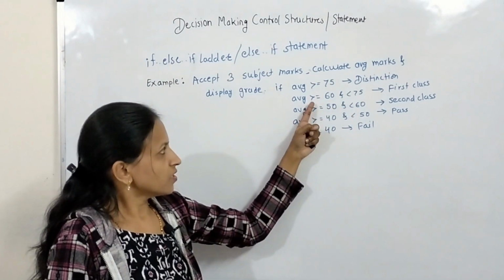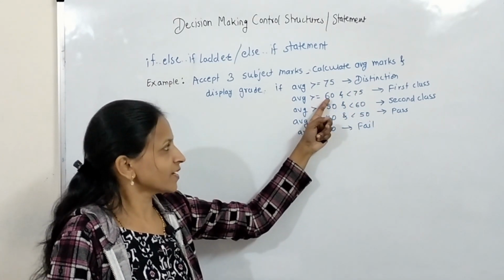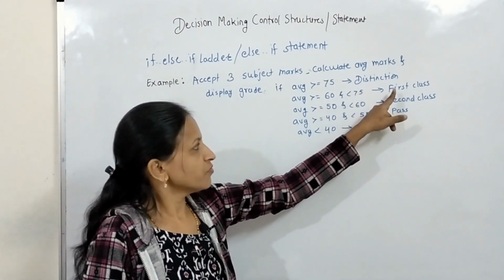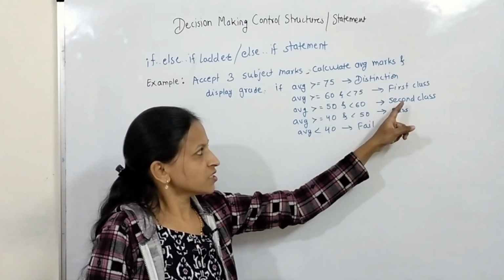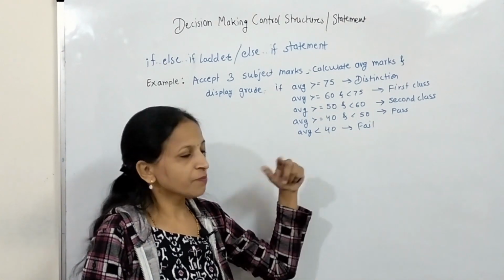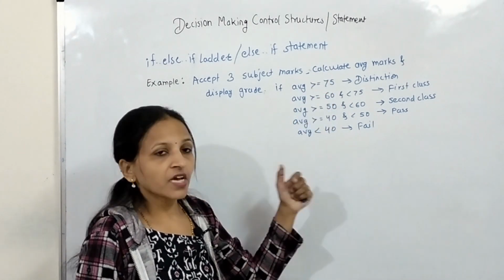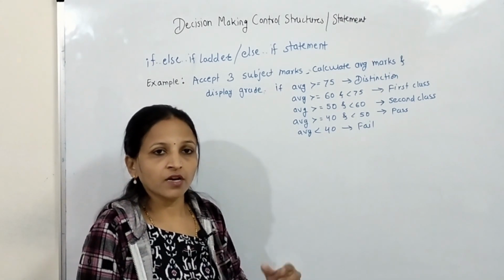If the marks are in between 60 to 75, means marks are greater than or equal to 60 but less than 75, then first class. When marks are in between 50 to 60, then second class. Marks in between 40 to 50, then pass. And if marks are less than 40, then fail. For this we can use an if else if ladder in our program, and I am going to explain how to use that.